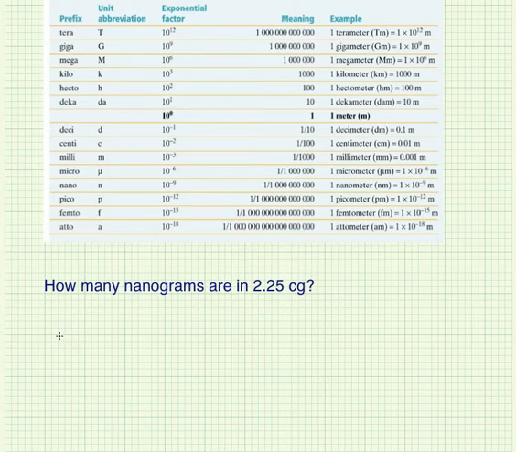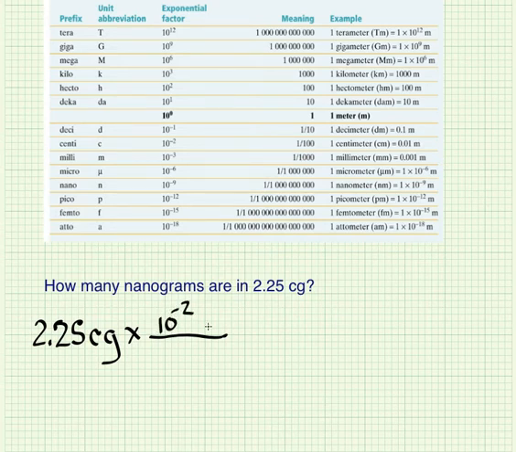Okay, so the question is, how many nanograms are in 2.25 centigrams? We're going to start with what we have, and we are given 2.25 centigrams. The very first thing that you do, since I'm going from one metric prefix to another, is note that centi is a metric prefix, and so is nano. So we take a look at this, and there is 10 to the minus second grams in 1 centigram. The centigram cancels out.